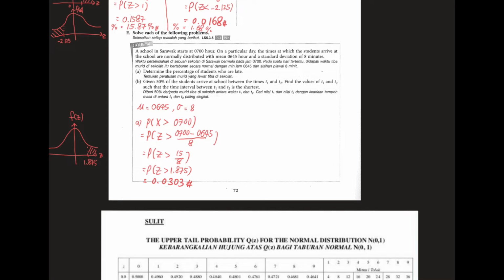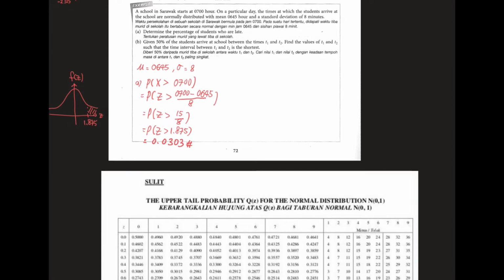After that, they want percentage. In terms of percentage, you just multiply your probability by 100: 3.03%. So this is part A. Now we look at part B. Part A is a normal, ordinary question. Part B is something different already. So let's take a look.